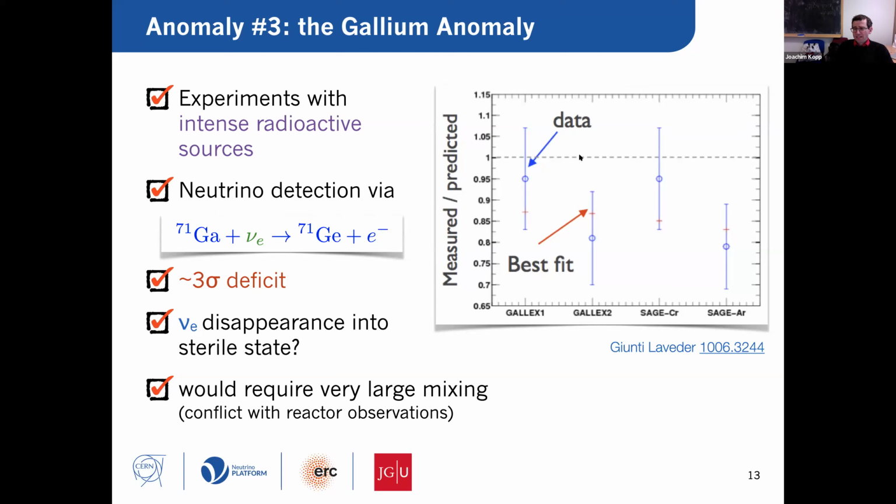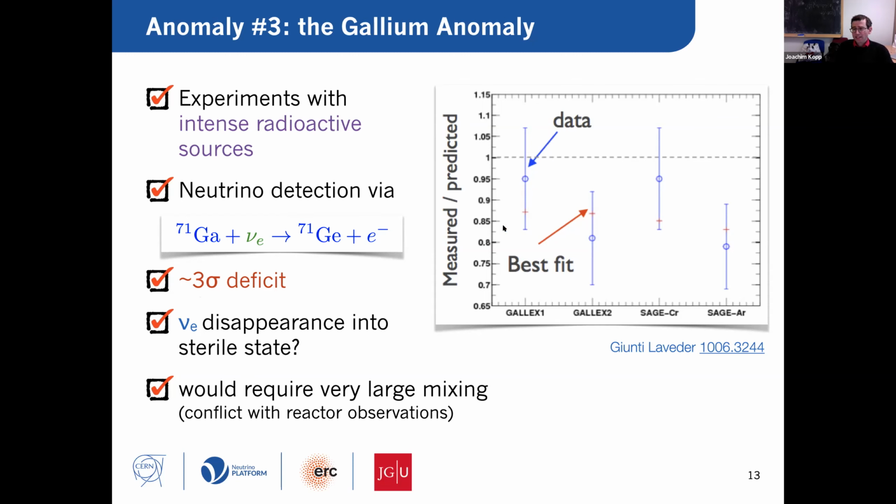And by doing this, one again finds that there are fewer neutrinos observed than predicted. The historic measurements of this type are shown here in this plot. There's 4 data points, and all of them are significantly below 1. And altogether, this amounts to maybe a 3 sigma deficit. And once again, the reason this caught people's interest is because this could in principle be explained by disappearance of electron neutrinos into a sterile state.